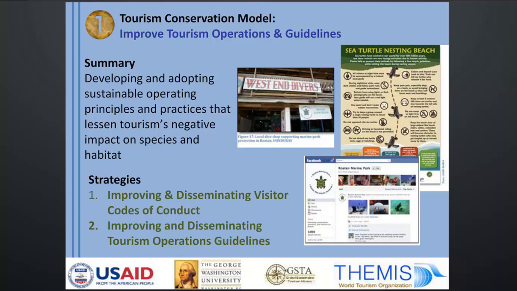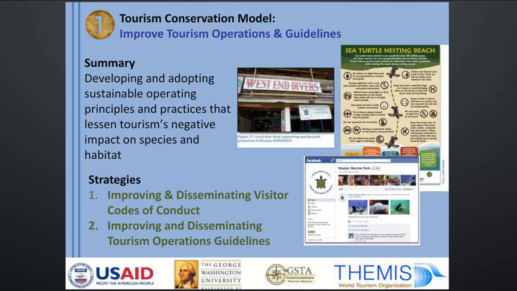Summary of this is it's about developing and adopting sustainable operating principles and practices that lessen tourism's negative impact on species and habitat. Again, this is at least doing the important step of mitigating tourism's impact to the environment. This is not quite yet where you're proactively supporting conservation, but some important basic steps that businesses and the tourism industry overall can take to reduce its impact on the environment.